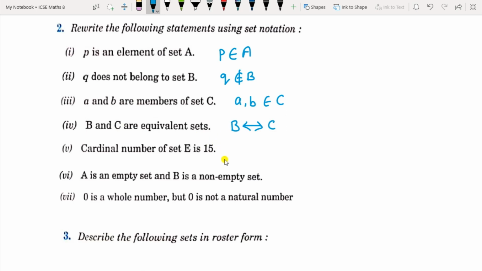Cardinal number of set E is 15. So n(E) is 15. A is an empty set and B is not an empty set. So A is empty and B is not empty. 0 is a whole number, but 0 is not a natural number. So 0 belongs to W, but 0 does not belong to the natural numbers. This way you have to write in set notation.